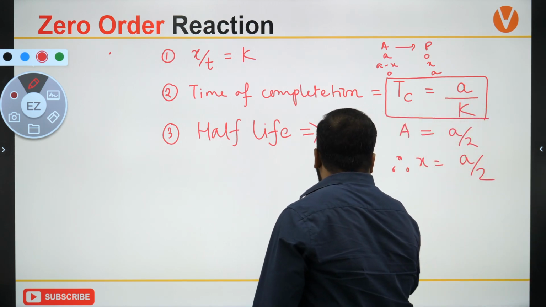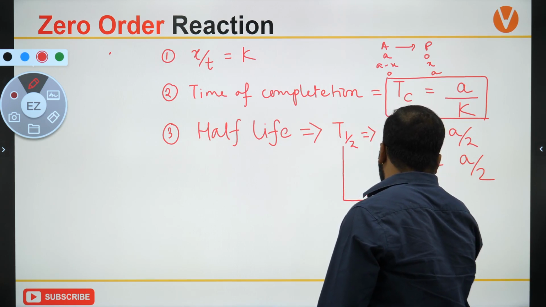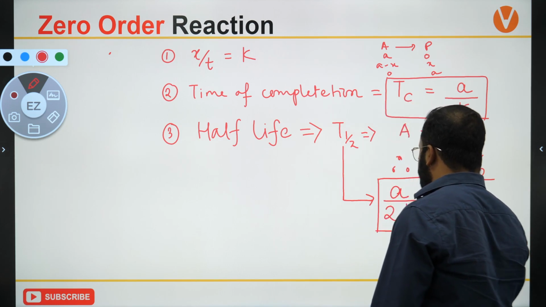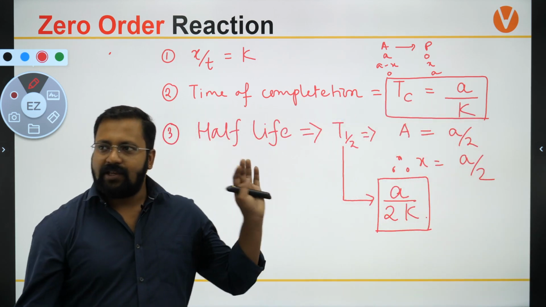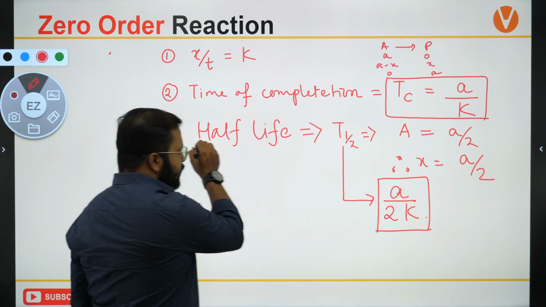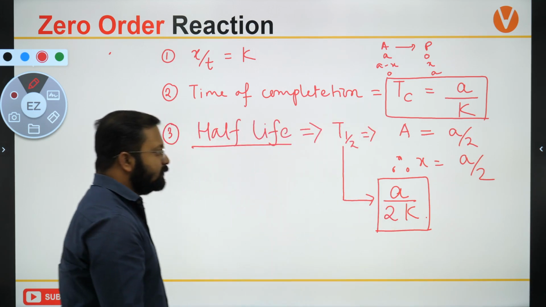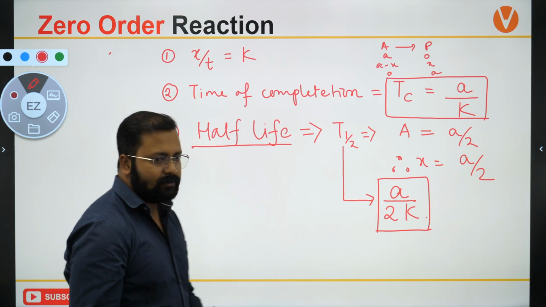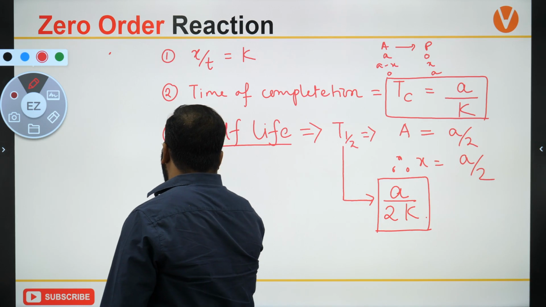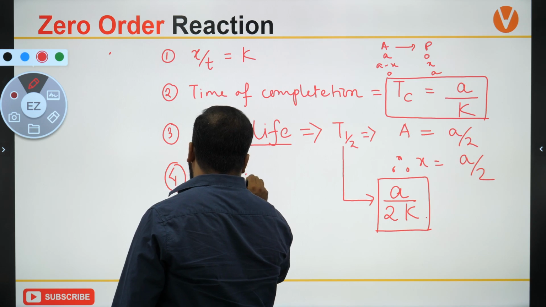So can I say for t half, if I incorporate the value of x, this will be the half-life of zero order reaction. It's way too simple, very easy expression. Okay? Clear? Clear? Now, what will be the ratio of t 75% and t 50%?